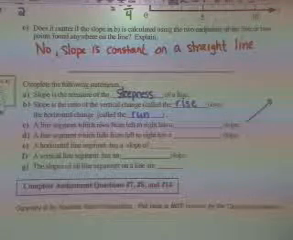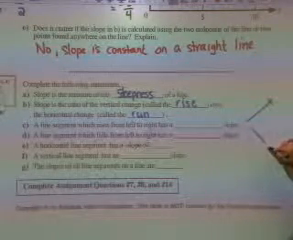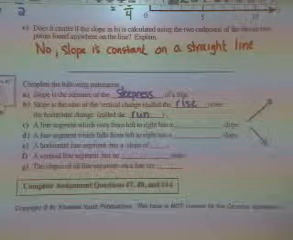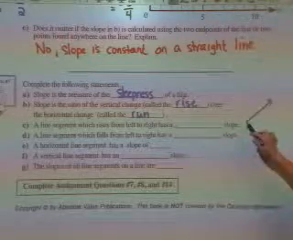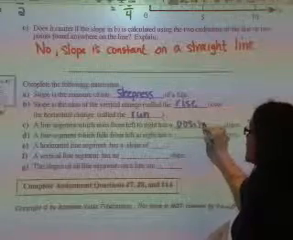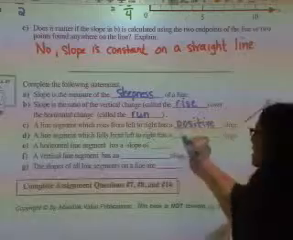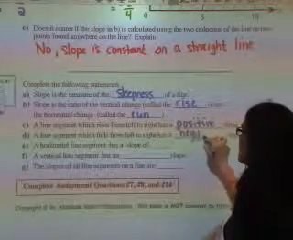What can you tell me about the difference between line segment AB, which went up, and line segment CD, which went down? Other than the numbers were different, what else was different about the two numbers? One was negative, one was positive. Which one was positive? The one going up. So if it goes up from left to right, it has a positive slope. If it goes down from left to right, it will have a negative slope.